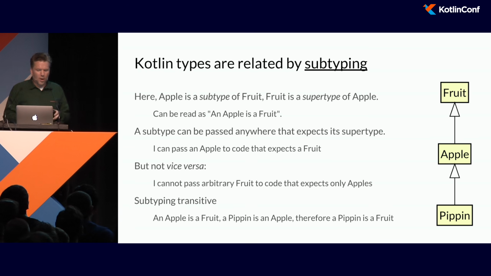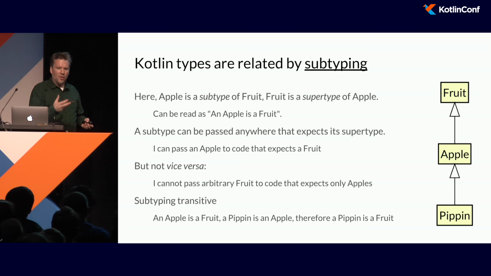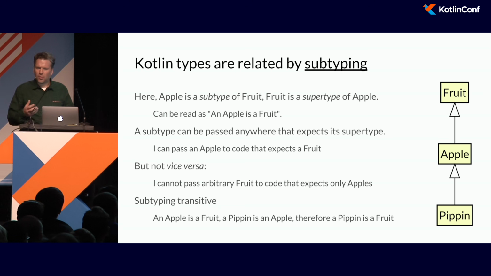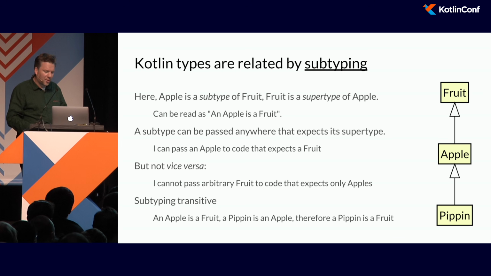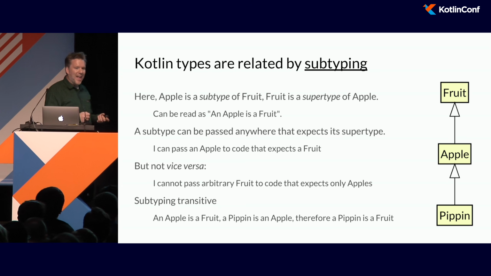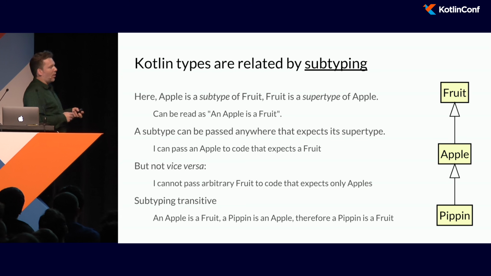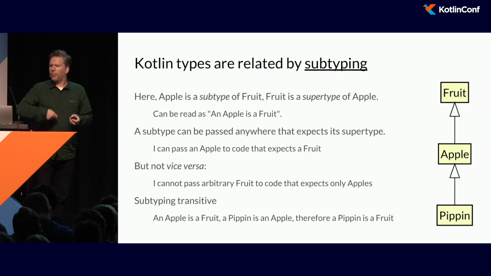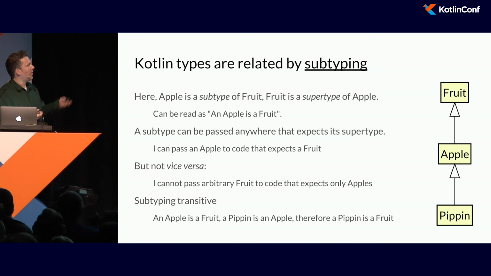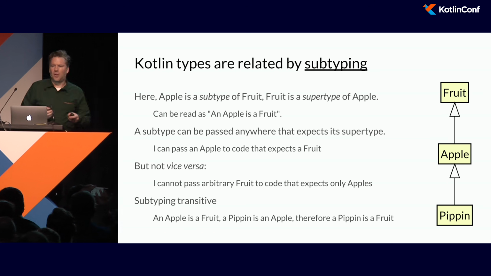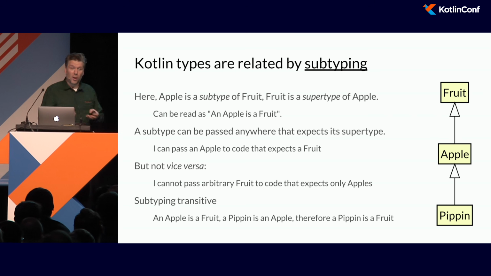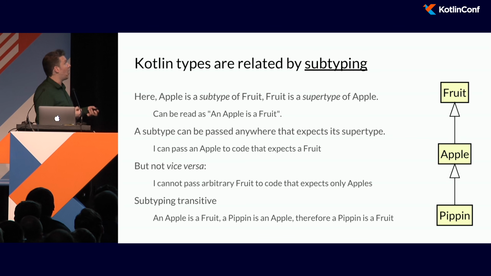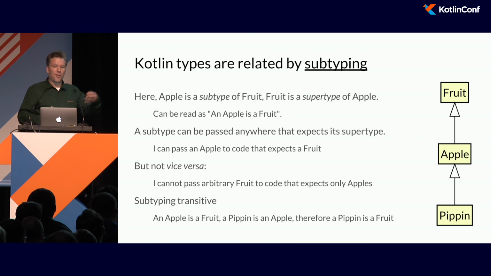Types in Kotlin are related to each other by subtyping. If you know SOLID, this is the Liskov substitutability principle, which is the L of SOLID. A subtype can be passed to any code that can work with the supertype. In this example on the right, if I have code that can work with Fruit, I can pass it an Apple. And one way of saying this is that an Apple is a Fruit.